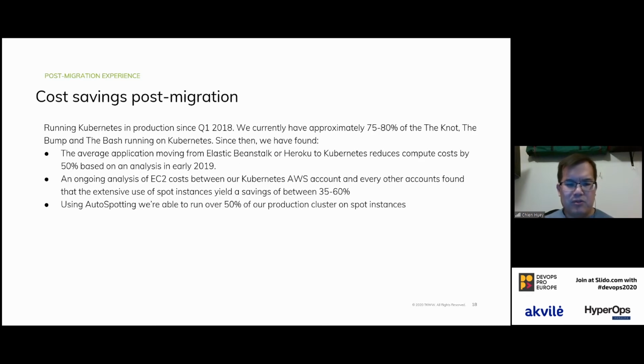In terms of auto spotting, we're using that. It's a relatively safe way to run spot instances, and we're able to run over 50% of our production cluster on spot instances using that tool.